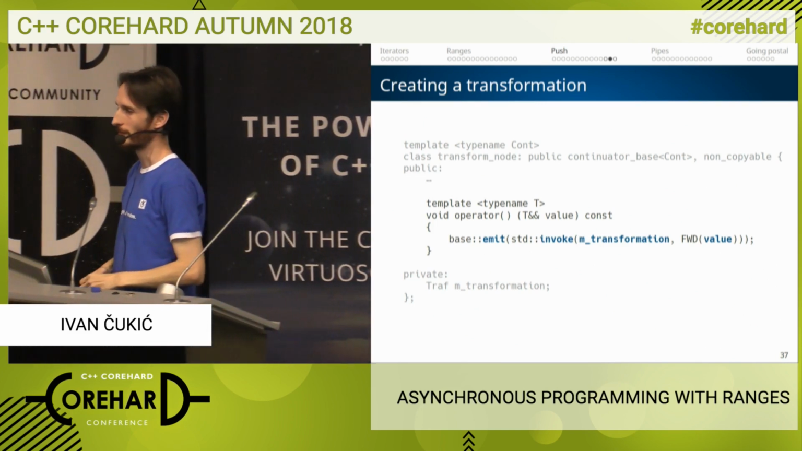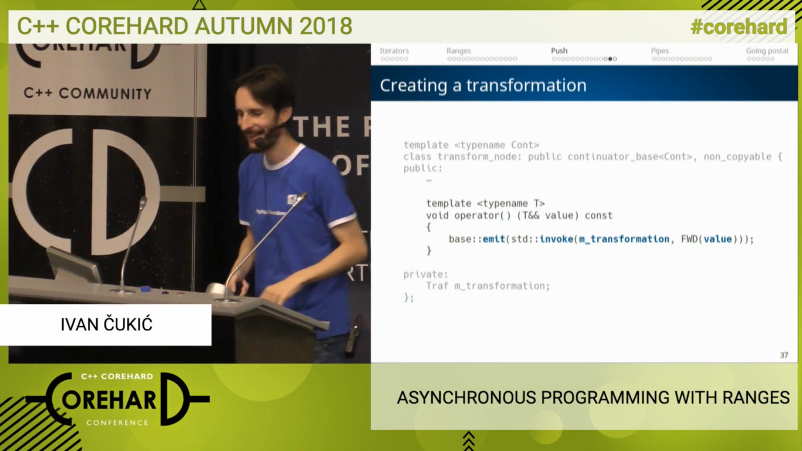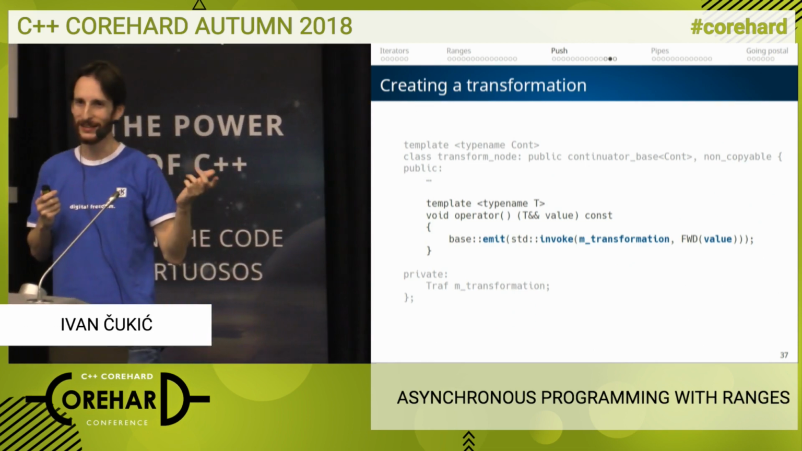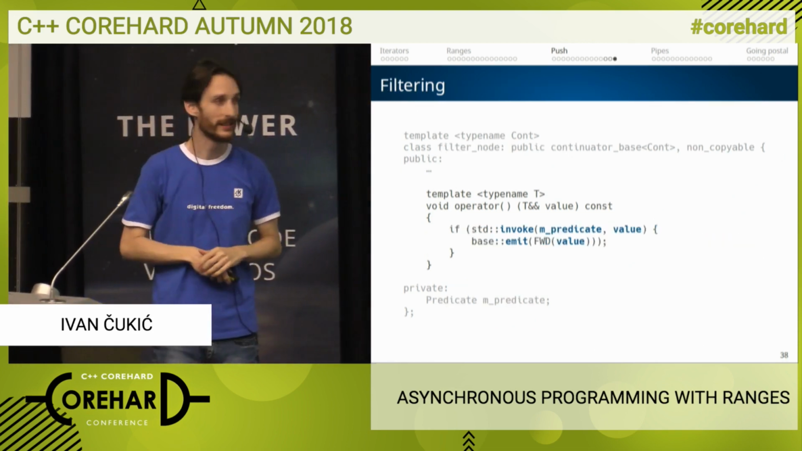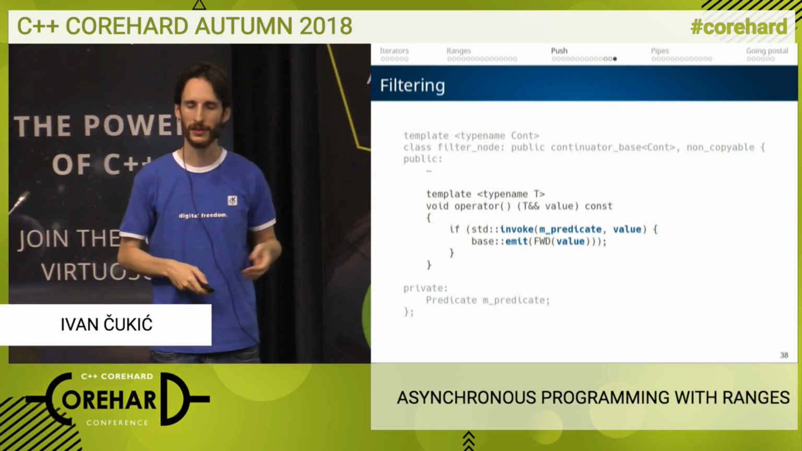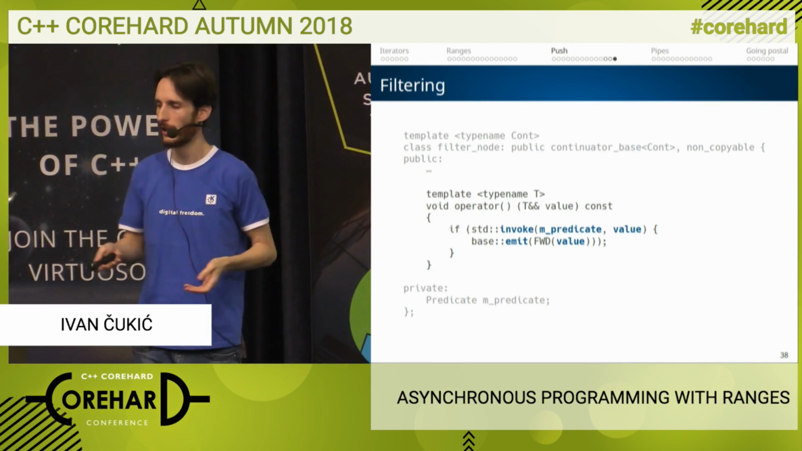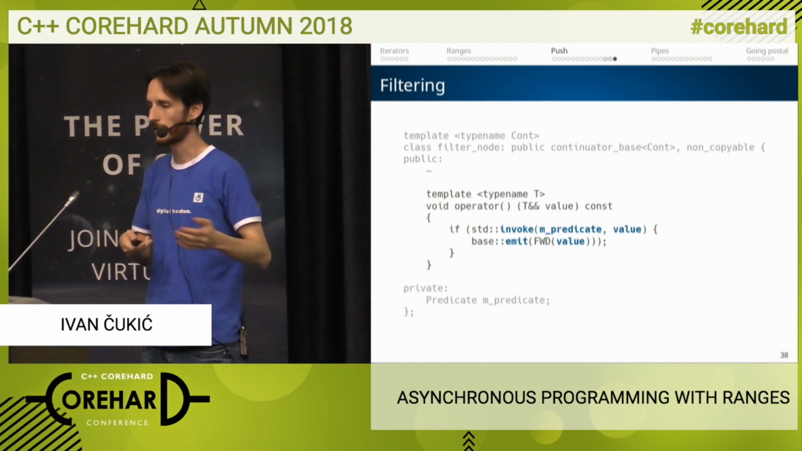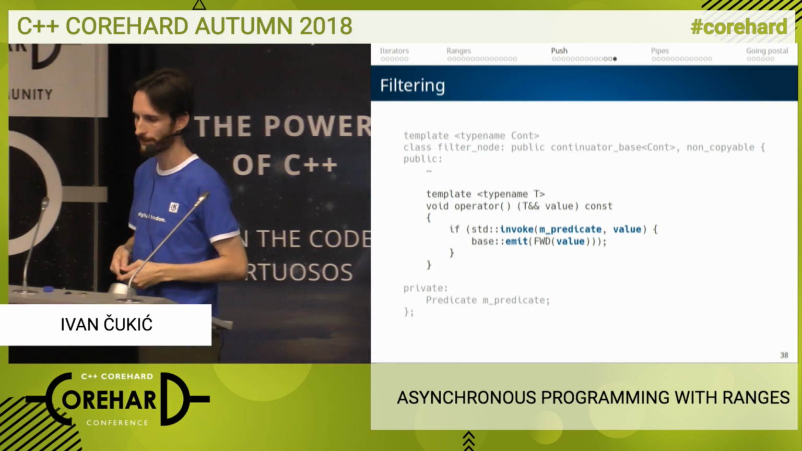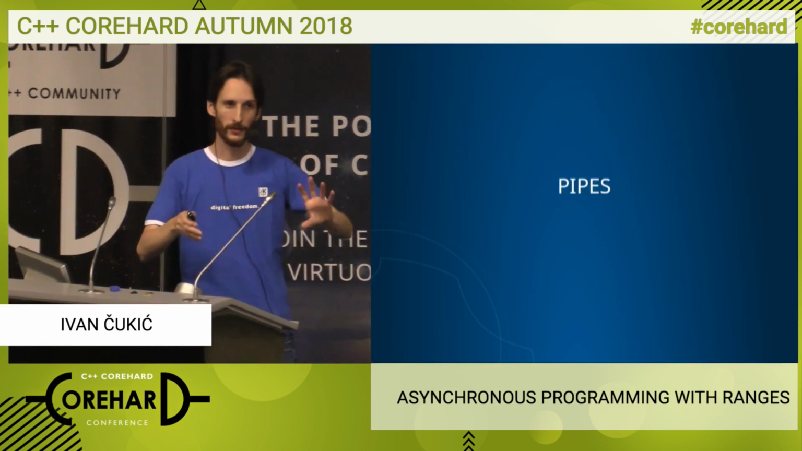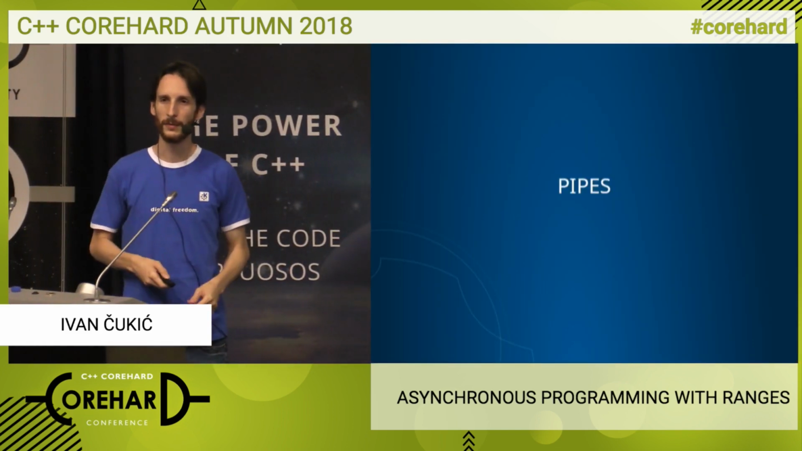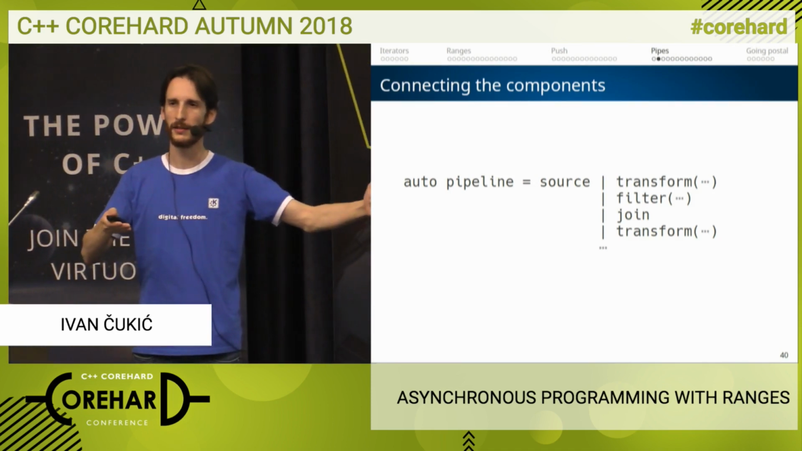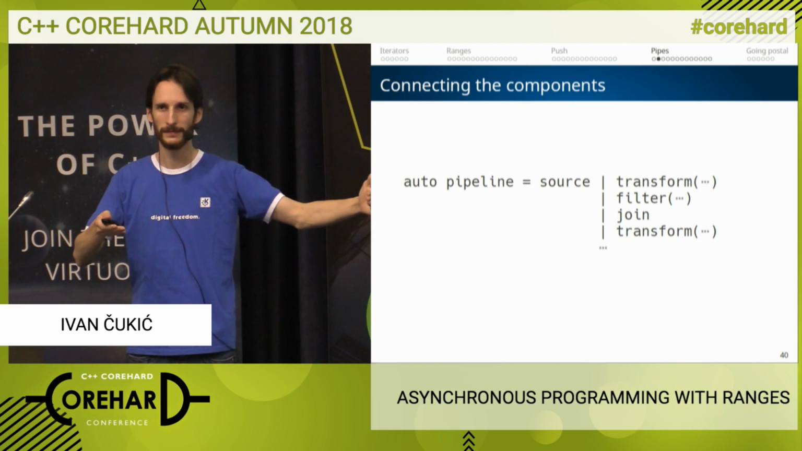Okay, I need to speed up. So after this guy, we can implement the filtering transformation. The filtering transformation emits a value only if it satisfies the predicate. Again, we are calling the predicate using std invoke. Now that we have all the nodes, we want to be able to chain them just with the same syntax as the ranges do. Okay?